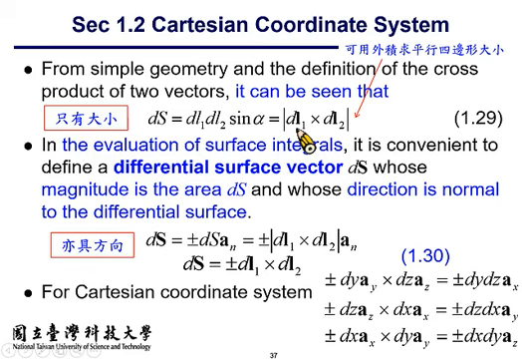Note that you have a positive and negative sign. Why? Because a differential surface is not a closed surface. So it has two directions, two normal vectors, pointing upward and downward. So you have both positive and negative sign in its description. So it should be positive and negative dL1 cross dL2. All right?